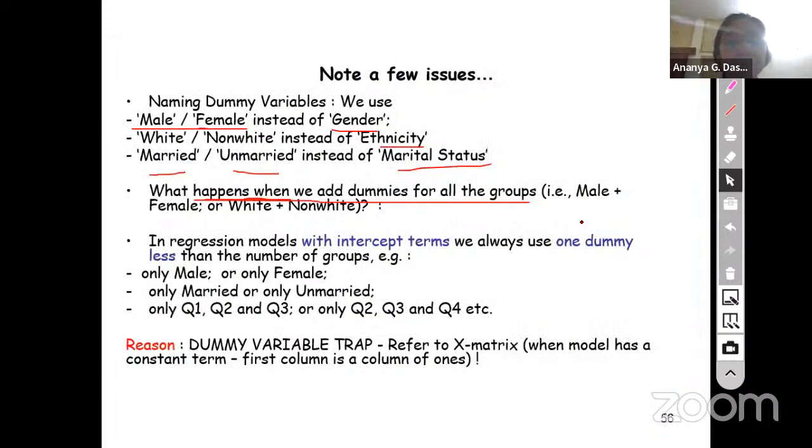Right. So basically, when my model has an intercept term, I will always use one dummy less than the number of groups. So for male, female, I only use female. For married, unmarried, I'll only use unmarried. And I'll only use three dummies in a 4-quarter case. Otherwise, we land into a dummy variable trap.